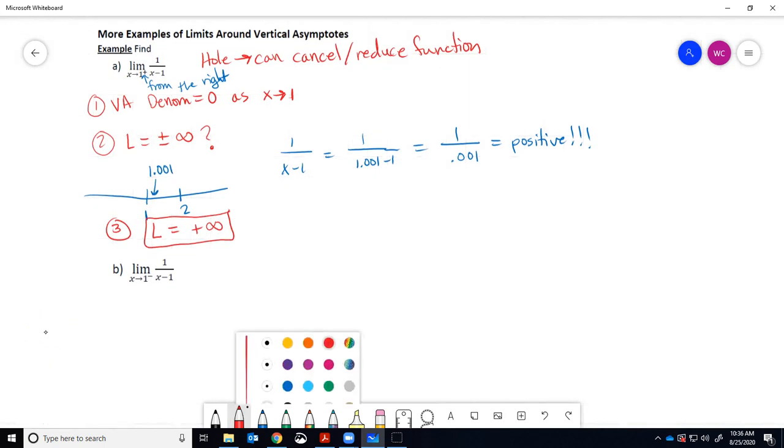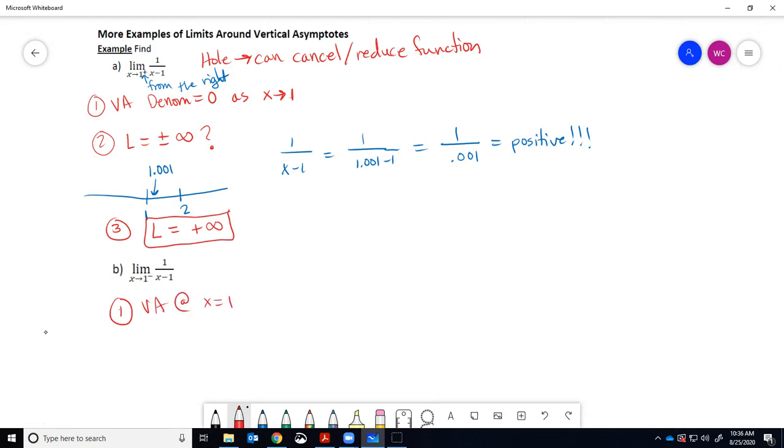So first of all, number 1, we have a vertical asymptote at x equals 1. We can't cancel that factor out, so it's not a hole. Number 2, because we're approaching a vertical asymptote, our limit has to be plus or minus infinity. Which one? Well, let's test. So here's my 1. We need to approach it from the left. Who's to the left of 1? 0. So who is just before 1?